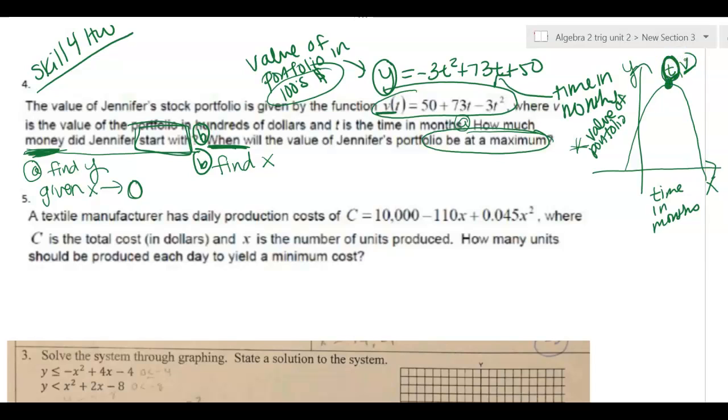So I'm looking for the X coordinate of the vertex. And so from that equation, I can either use my calculator to find the maximum point and take the X coordinate from that and translate it into months, or I can use the formula X equals negative B over 2A. But when I read this, I'm able to understand that I'm supposed to find X at the vertex by dissecting the question and understanding which piece of information I'm looking for.